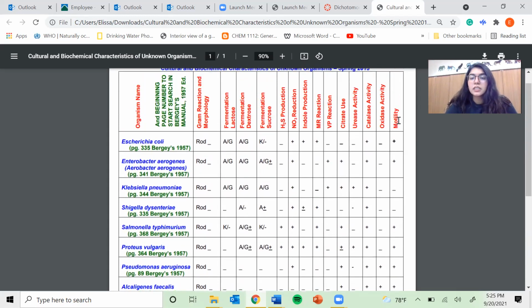The last thing is try to stay away from using motility as an identifier, only because it's not biochemical. It's not a test that you can use. So it's more of a characteristic.